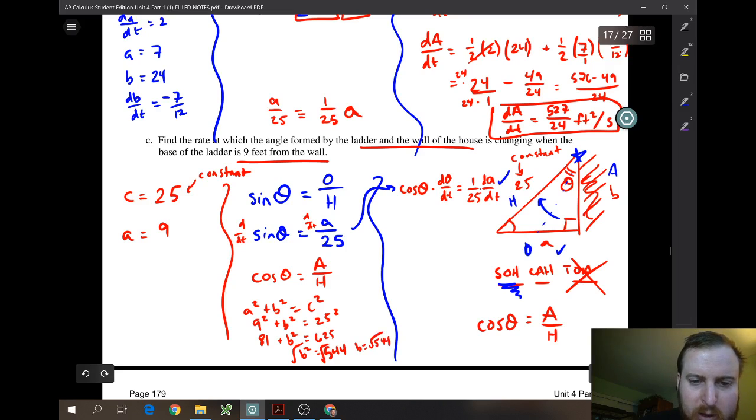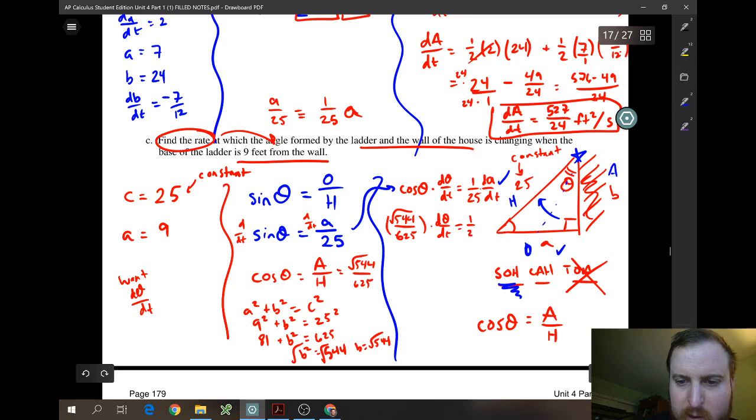And so now what we can say is, okay, cosine of theta would be adjacent, square root of 544 over 625. So that's what I'm going to plug in for cosine of theta. Then d theta dt, that's what we're solving for. That's what they wanted. They wanted to know, find the rate at which the angle is changing. So we're not going to plug in anything in there. And then 1/25th. And dA dt, oops, I didn't write that in my givens, but dA dt they gave us in the very initial question was 2.